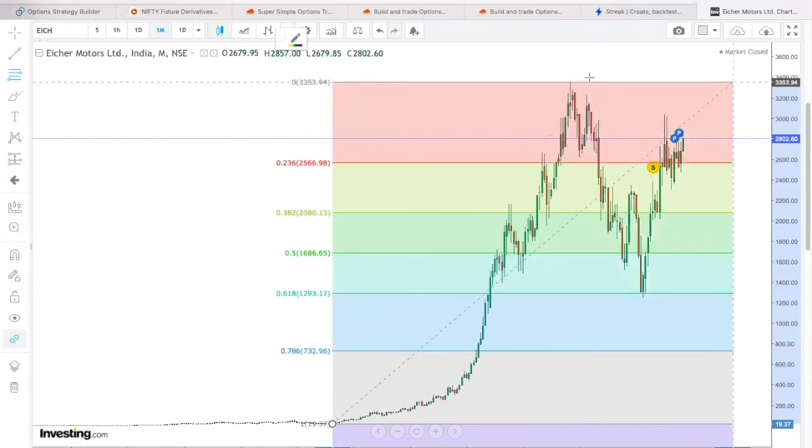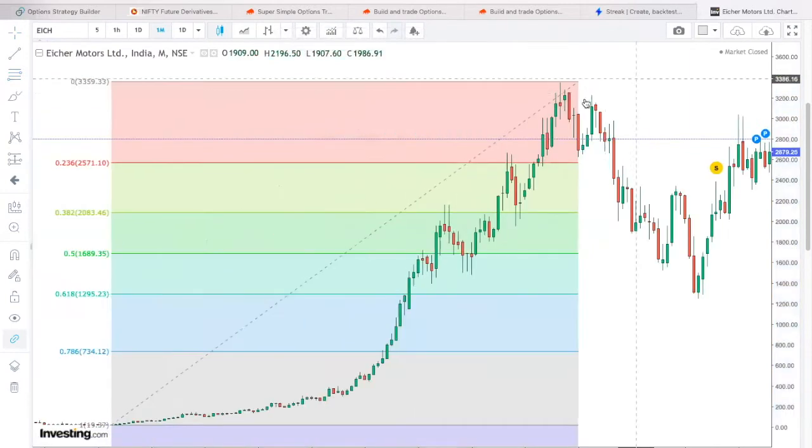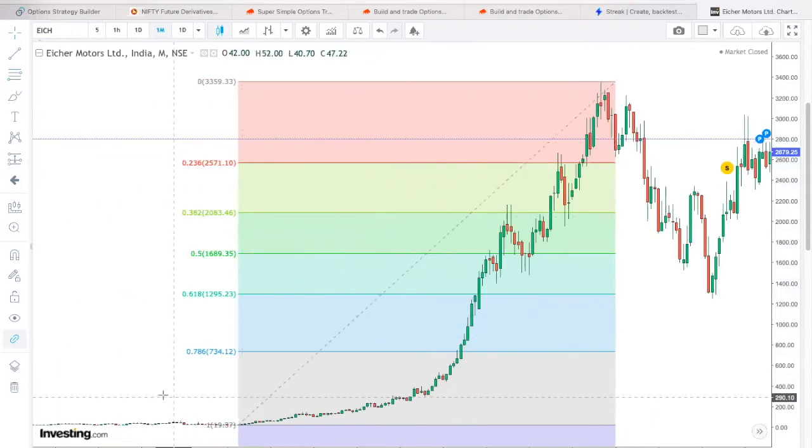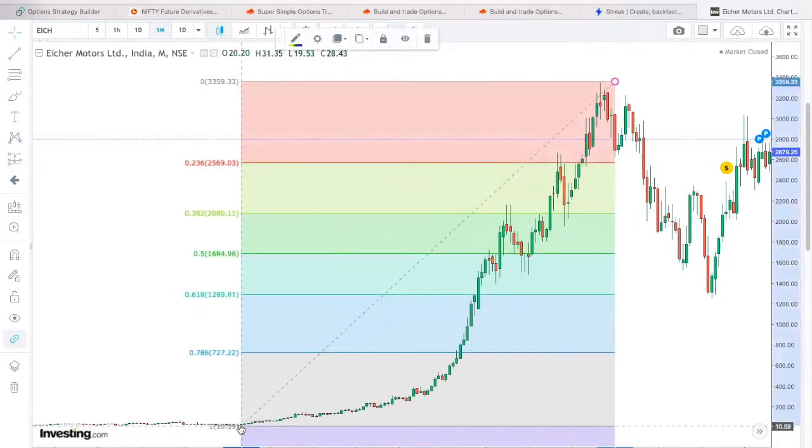You can drag it like this also, or you can keep it like this also. So ultimately what you should understand is the red line, the zero line, should touch the peakest tip of a mountain. The 1 should touch the base of a mountain. These are very, very important.